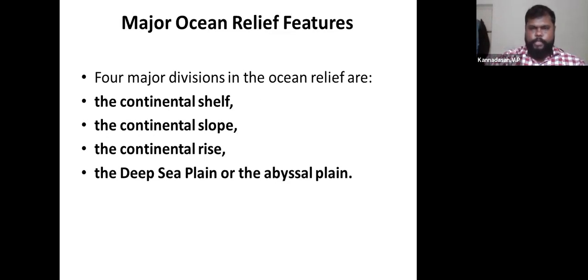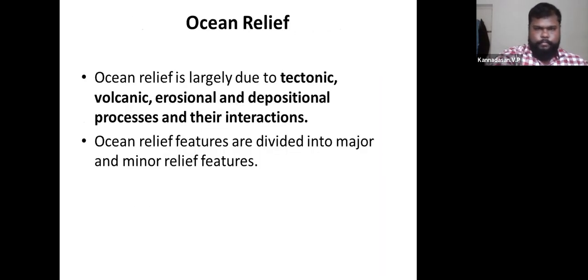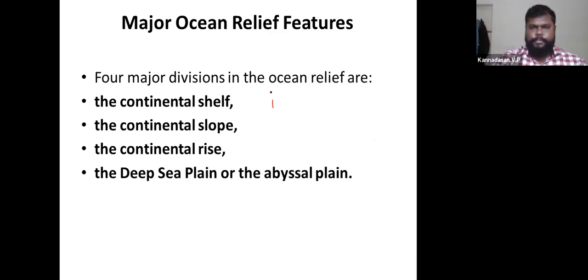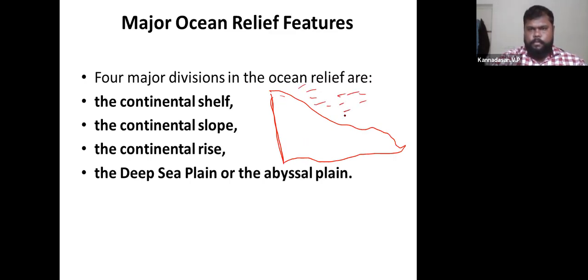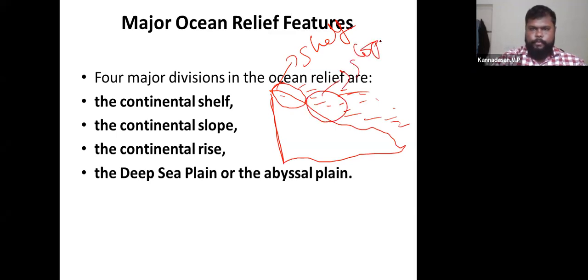So if you consider shelf, slope, rise, if you consider this to be the ocean region, the first in contact is the continental shelf, then it is slope, then it is rise, and finally this region where it becomes a plain and undulating plain, that region is the deep sea plain or abyssal plain.